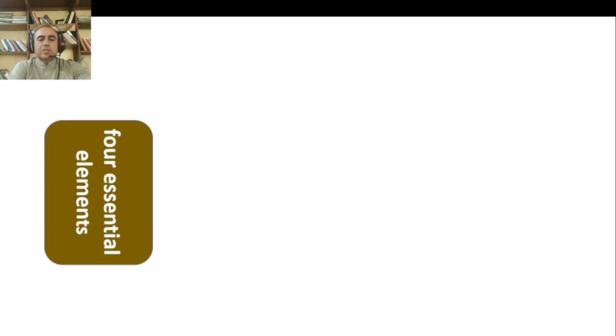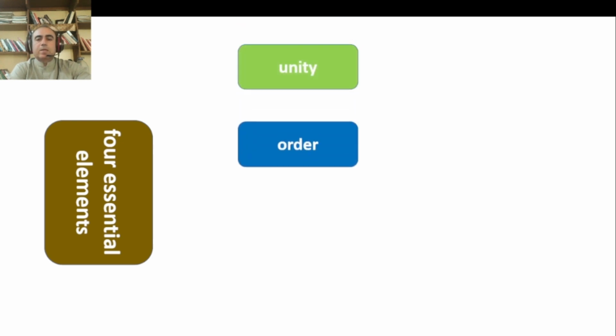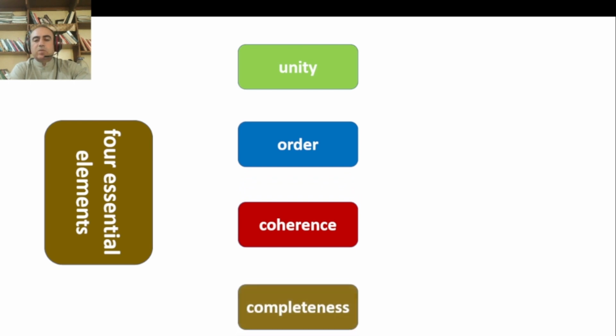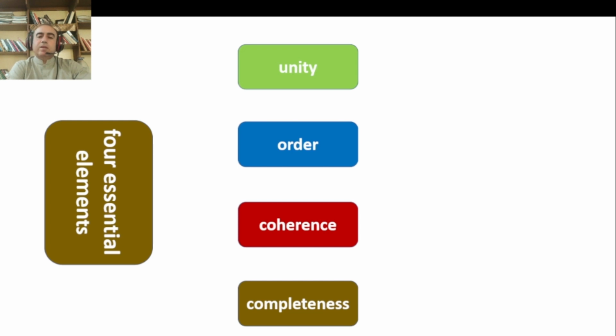There are four essentials of an expository paragraph that we need to consider while writing one. One is unity, the other is order, the third one is coherence, and the fourth one is completeness. If all these four elements are in a paragraph, then it would be an effective, elegant and well developed paragraph. If it lacks any of these things, then your writing is not going to make the mark.